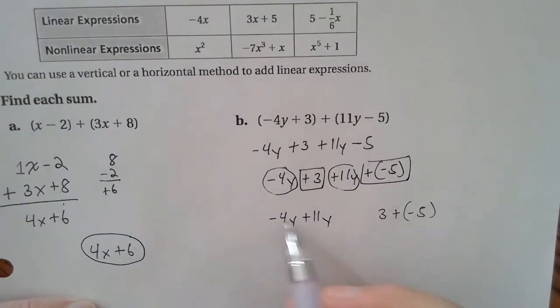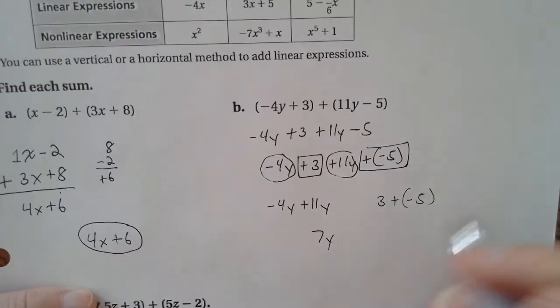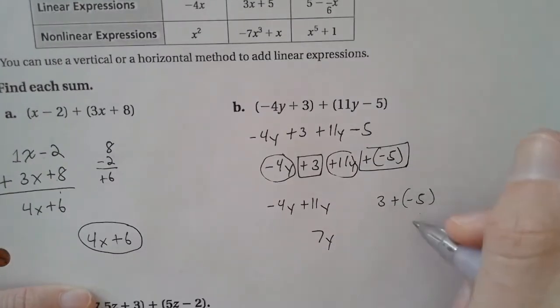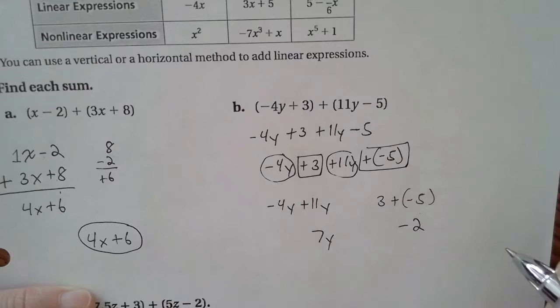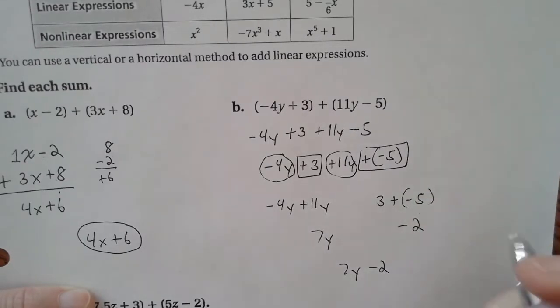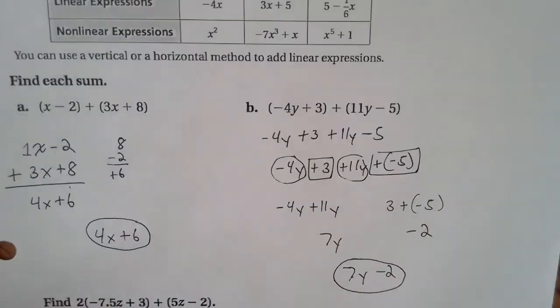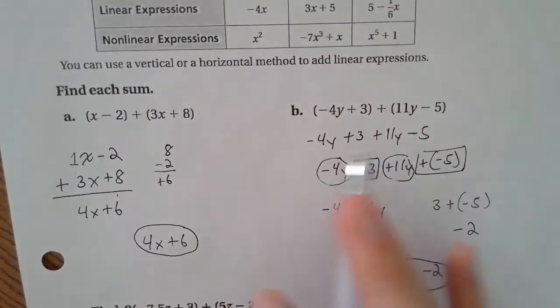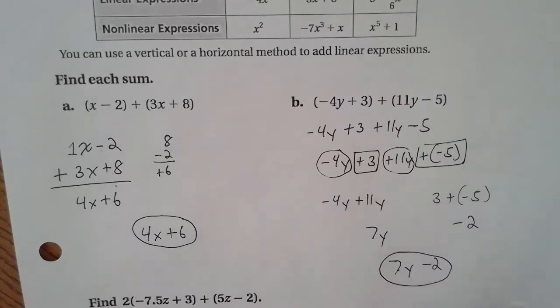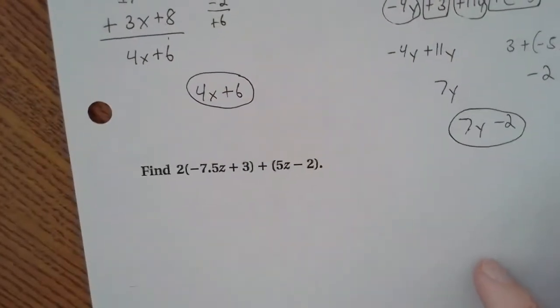Negative 4y plus 11y gets me positive 7y. 3 plus negative 5 gets me negative 2. So now I'm just going to combine those answers: 7y minus 2. Alright, so you can use either of these methods as we go through this worksheet and as we go through the lesson. Let's go to the bottom.